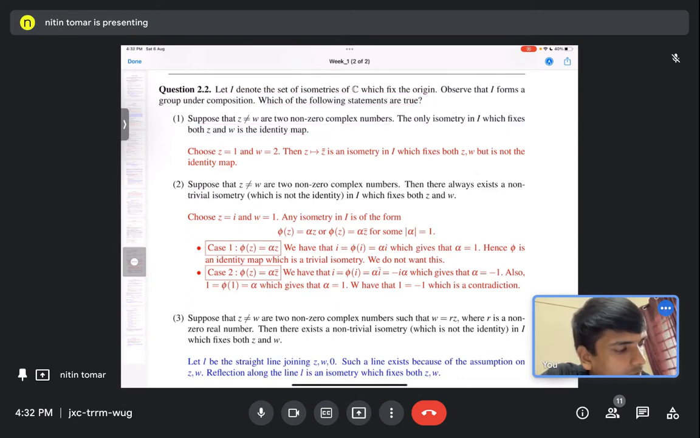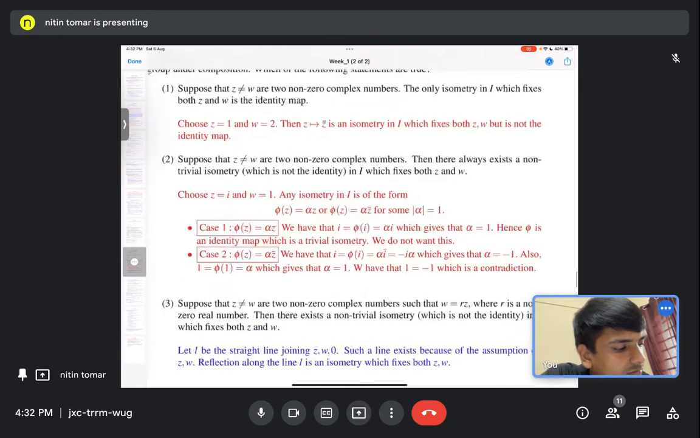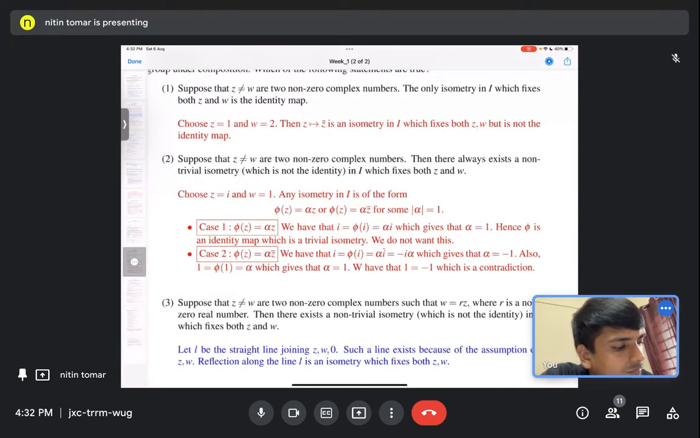Now, again there is another statement which says, if there are two non-zero complex numbers, then there exists an isometry in I, a non-trivial isometry. Non-trivial means which is not the identity.